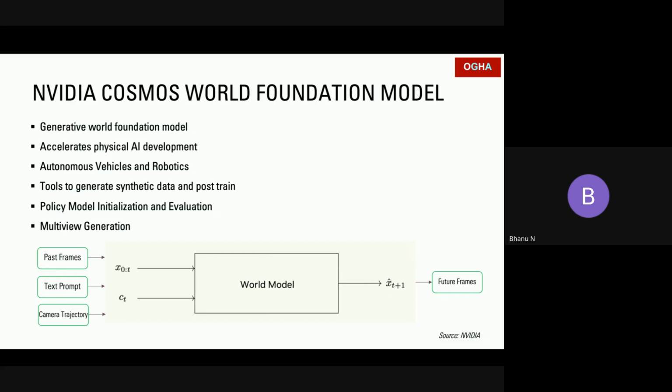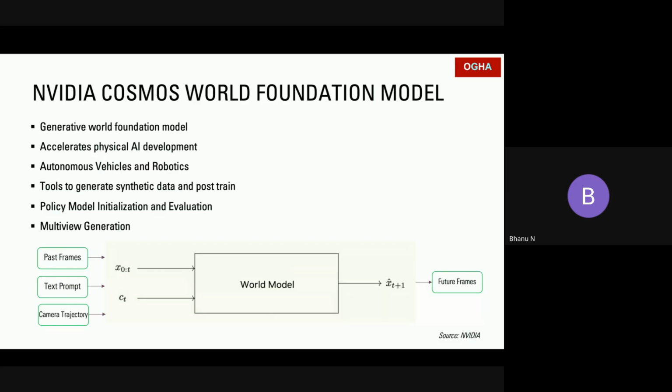So it comes pre-trained, and then you can post-train and fine-tune it. And there's obviously a policy engine. So the policy model you can initialize, and then you can evaluate how well it is working. And then, of course, you can fine-tune and improvise it. And it can also generate multi-views.